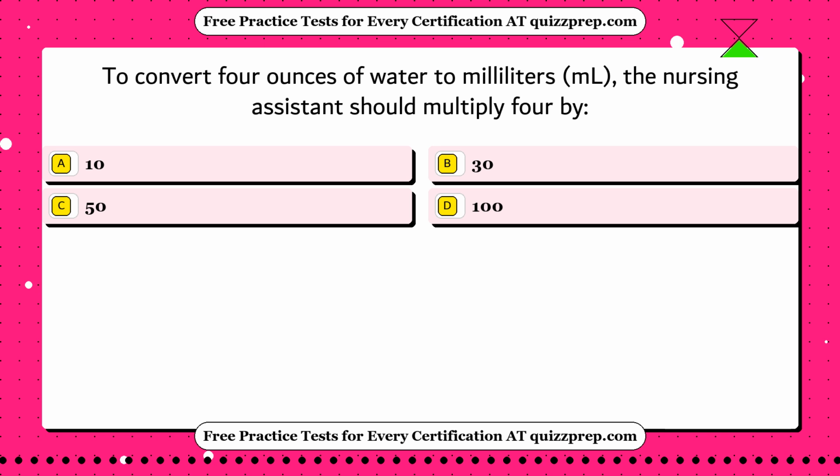Question 86. To convert 4 ounces of water to milliliters, ml, the nursing assistant should multiply 4 by option A, 10, option B, 30, option C, 50, option D, 100.